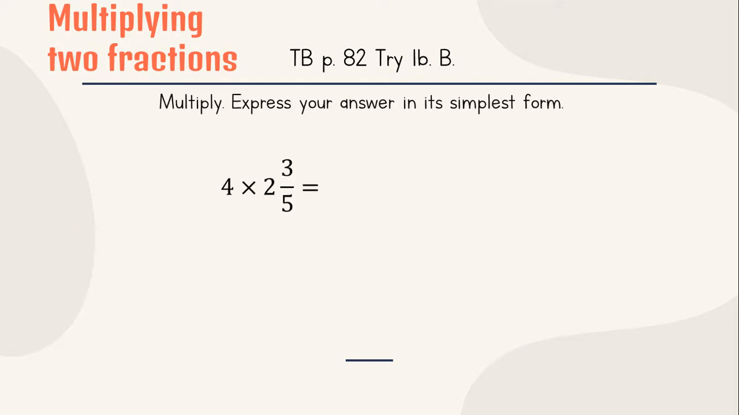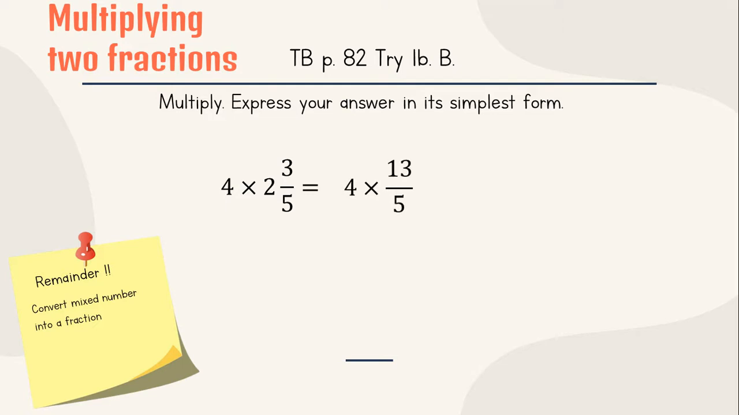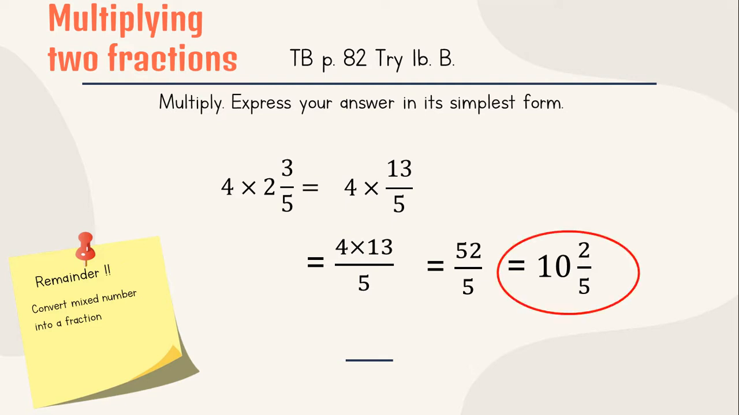B. 4 times 2 and 3 per 5. Don't forget, whenever you have a mixed number, make it into a fraction. 4 times 13 per 5. If you have any question or are still confused about how to convert a mixed number into a fraction, I recommend you go back to the book of the previous grade, which is Primary 4, and you will find the answer there. 4 times 13 per 5 equals 52 per 5. Don't forget, make it into the simplest form: 10 and 2 per 5. So that's the answer for try 1b, point B.